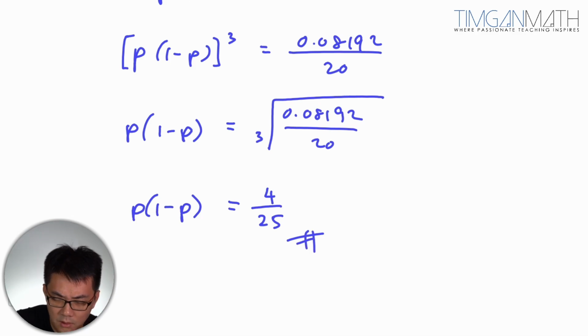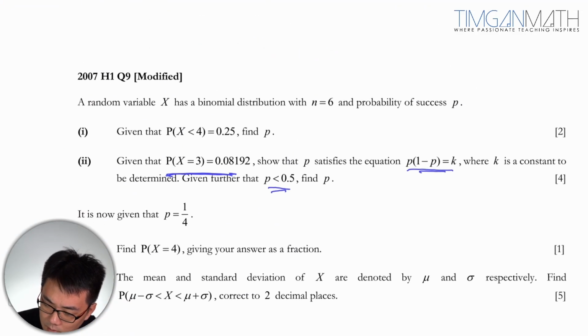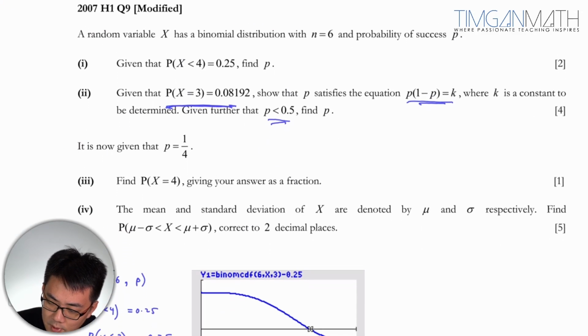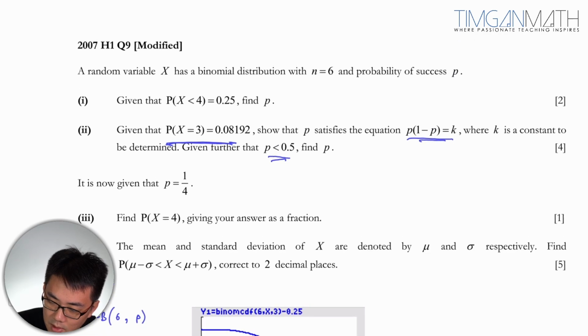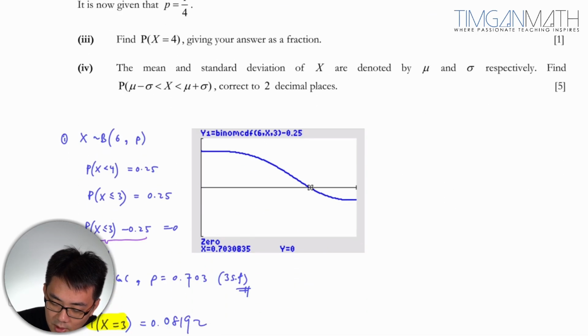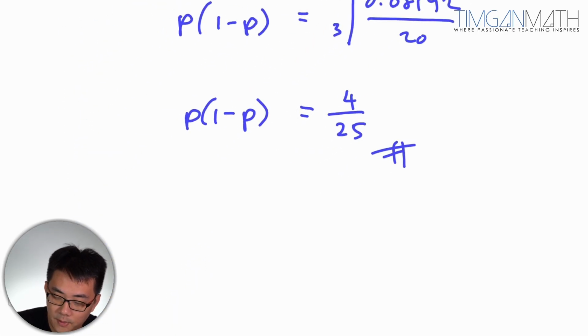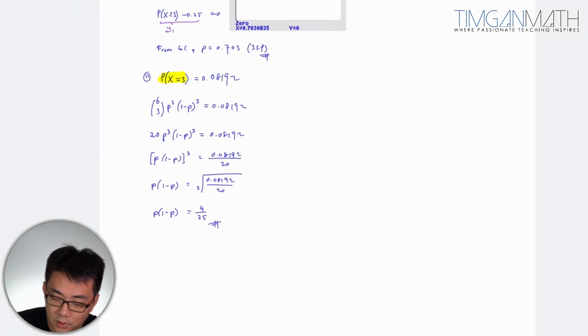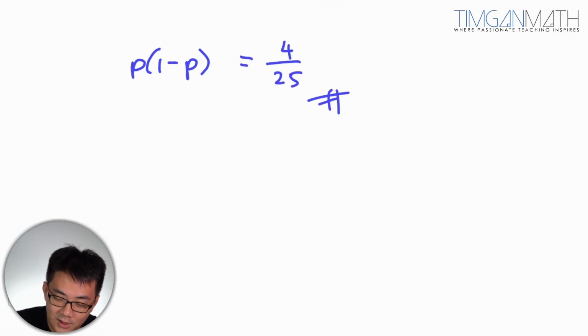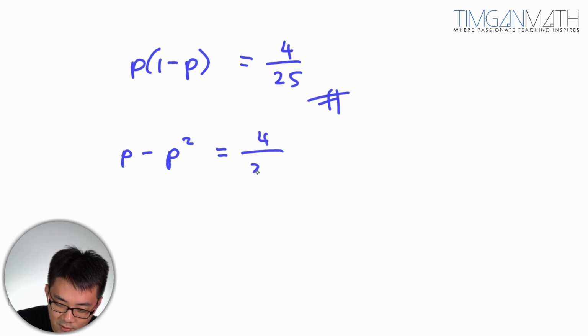Is that it? Is that what you need to do? So yes, that will be it. But find P once you've done that. So this is obviously a quadratic equation, right? So solve for P. This will be P minus P squared equals 4 over 25. We are told to find P.